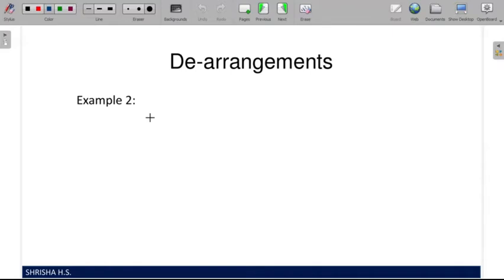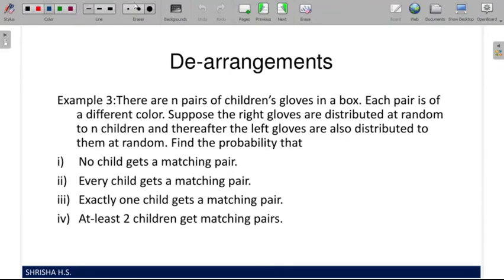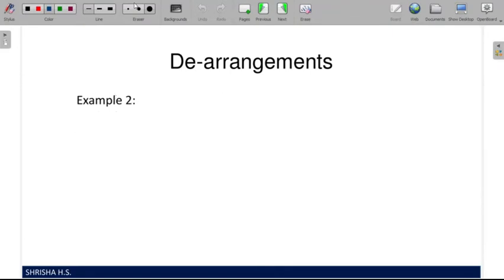So none of the children should get a matching pair. In the first round it is arbitrarily distributed. In the second round, it should be distributed such that the children don't get a matching pair. How many are there? So n number of children are there.